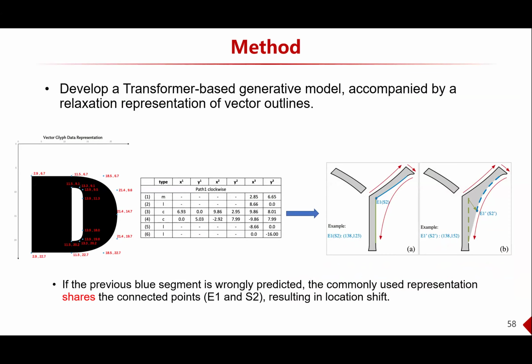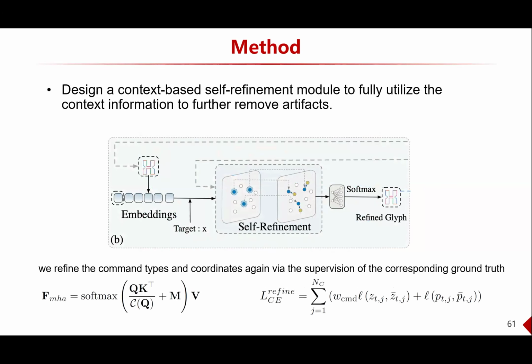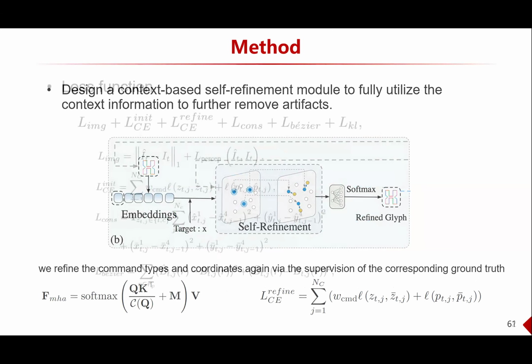And this is how this relaxation representation works. And also we need to sample some auxiliary points in addition to the control points. Here's also how we can sample those additional points. And this is a context-based self-refinement module. And here we show how you can further remove the artifacts by self-refinement instead of an additional refinement step using the DVG, etc. And here are the loss functions we used.